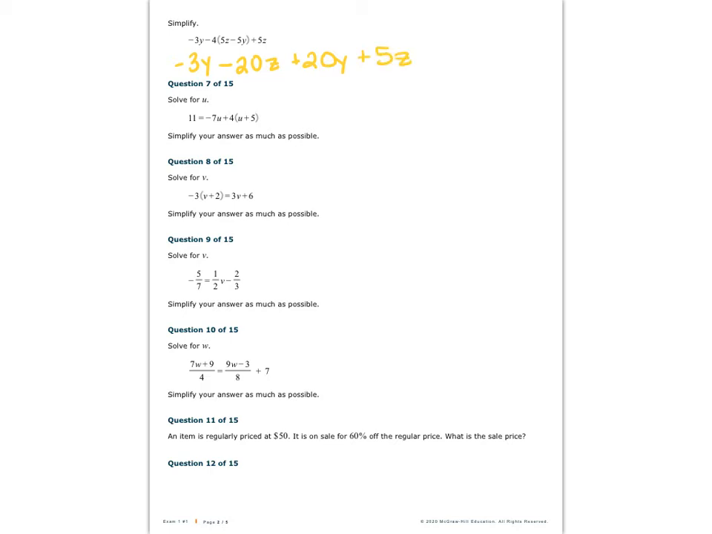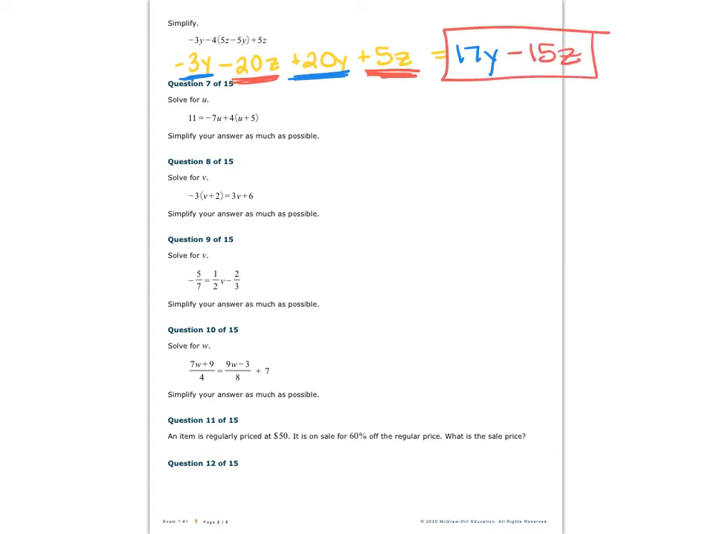Now, notice you look for any common terms. Common terms are those that have the same variable. So you have a negative 3y and a positive 20y, and you have a negative 20z and a positive 5z. If I combine our like terms now, the negative 3y and the 20y give me 17y. And then the negative 20z and the 5z give me a negative 15z. And that is your answer.